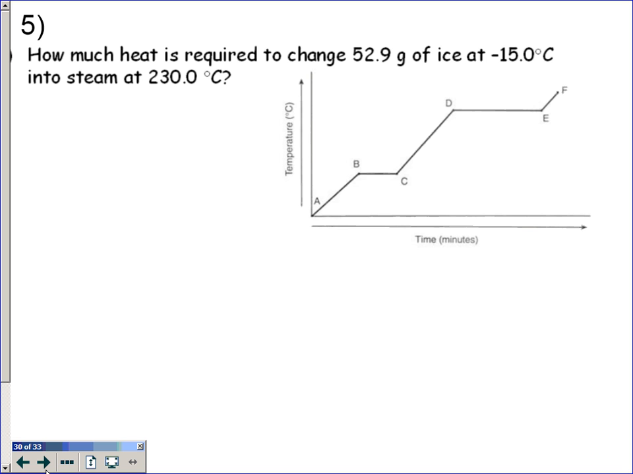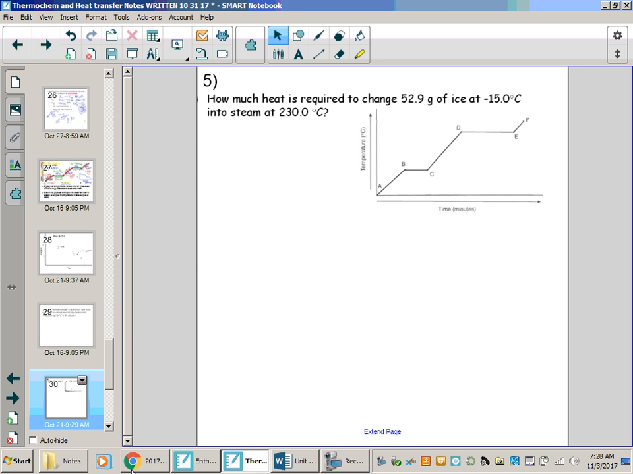What is it you need? 2.1 joules per gram degree Celsius.